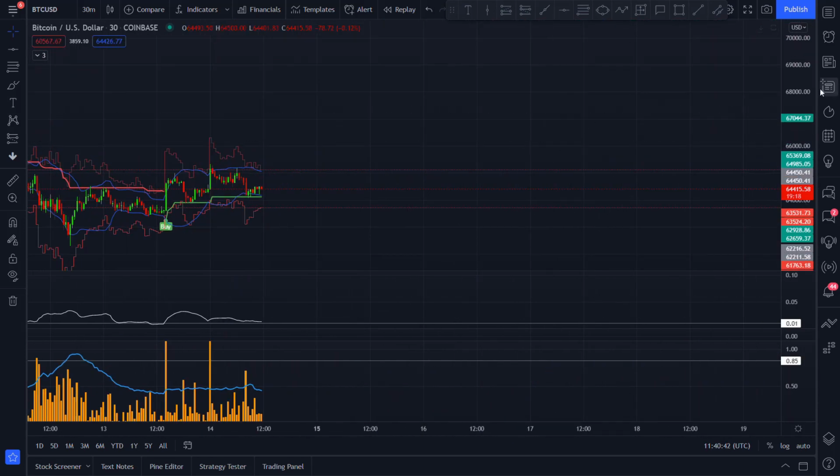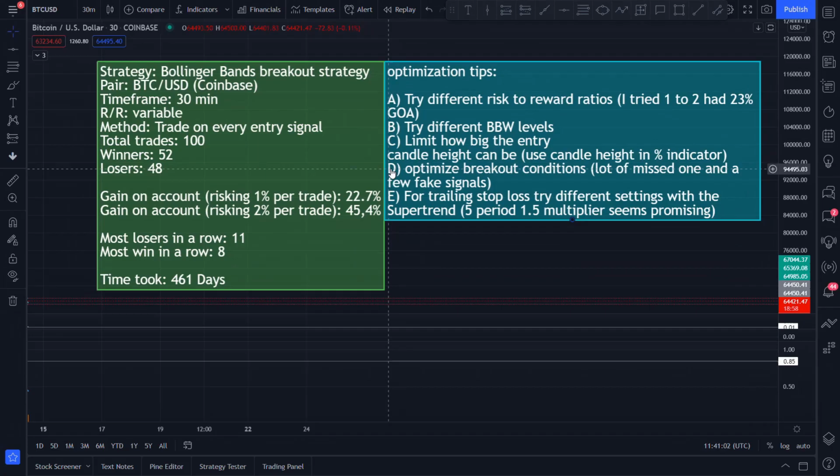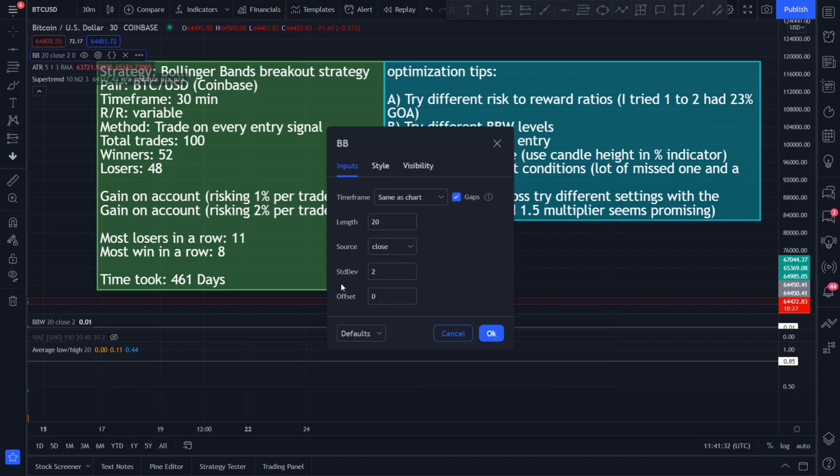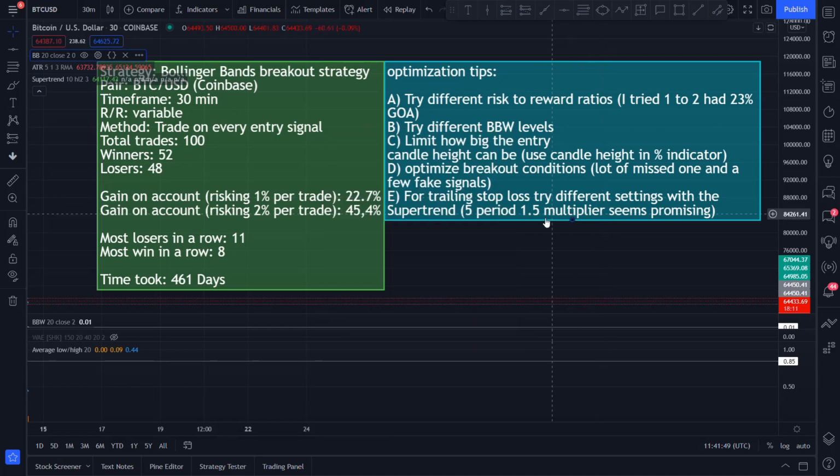Now let's see some other optimization tips. The fourth one is you can try to optimize the breakout conditions. You can do this by going into the Bollinger Band settings. Here you can try out different settings and see which one gives you the most accurate breakout indication. And the last one is that for the trailing stop loss, try different settings with the Supertrend.